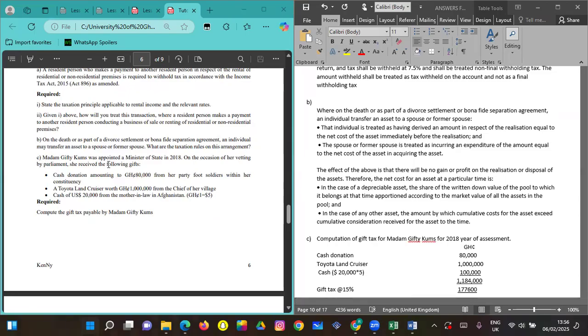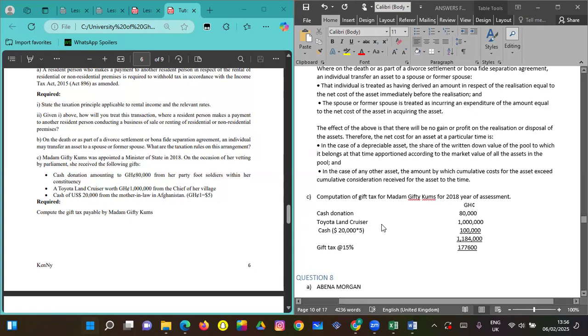Madam Gifty Coombs was appointed as a Minister of State in 2018. On the occasion of her birthday, she received a gift of a Toyota Land Cruiser worth 1 million, and cash of 20,000 dollars from the mother-in-law in Afghanistan. At that time the dollar was around 5 cedis, right? So we convert everything to cedis, we add all of them, then we tax it at our normal 15%. That's what you're seeing here.